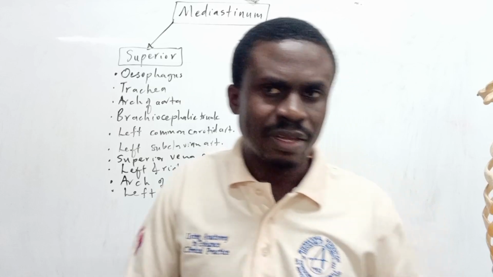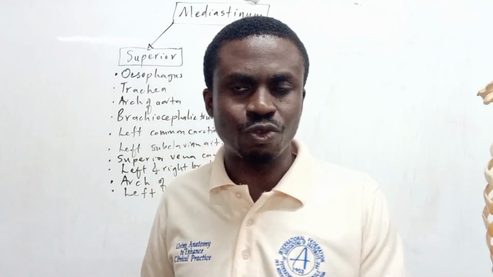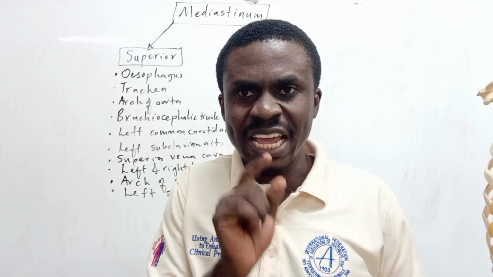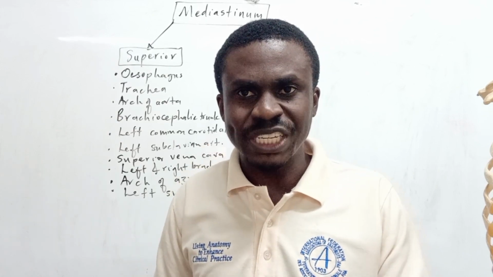So we've seen the veins too, that there are 5 veins. We've dealt with that one. Now how about the nerves? So we have nerves also, about 4 nerves which I want you to know.